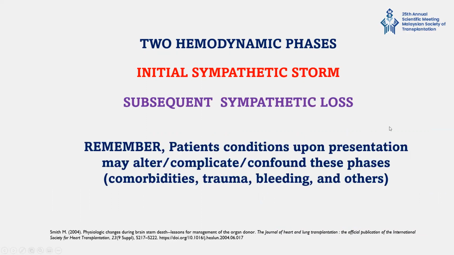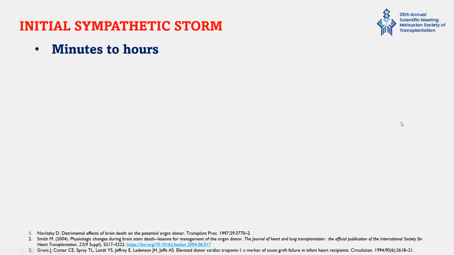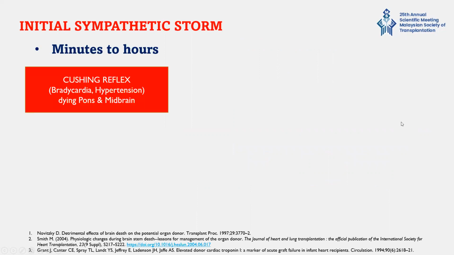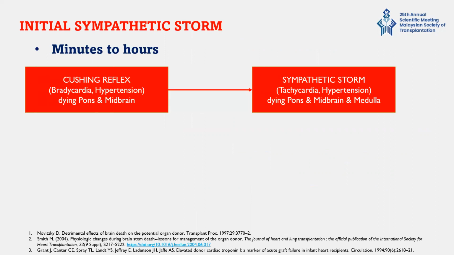So remember, the patient's condition upon presentation may also alter or complicate or confound these phases, like comorbidities, trauma, bleeding, and others. The initial sympathetic storm occurs over minutes to hours. It begins as a Cushing reflex, bradycardia, hypertension, when the pons and midbrain are dying. And then it will lead to sympathetic storm, tachycardia, hypertension, which reflects the dying pons, midbrain and medulla. So eventually, loss of vagal tone will occur when the medulla eventually dies.